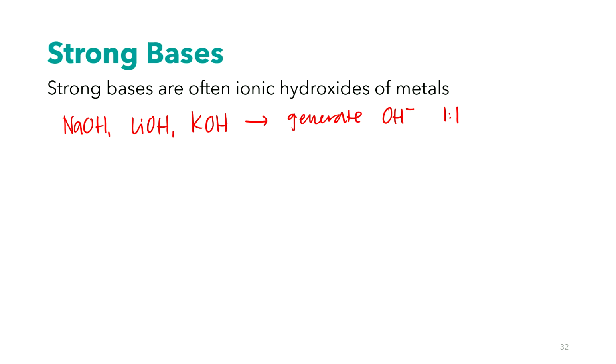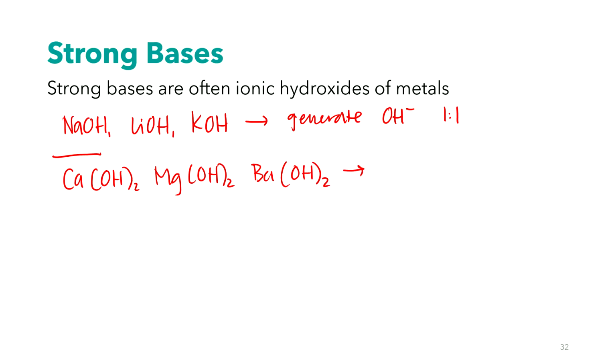The other set that you might encounter are from group 2. So I could have calcium hydroxide, or magnesium. I also have barium on here. Notice that these will generate 2 OH minuses. So if I put in 1 mole of calcium hydroxide and all of it dissolves, I'm going to have 2 moles of OH minus. So just watch out for the ratio when you do that math. These are pretty straightforward. You see the OH minus in there.